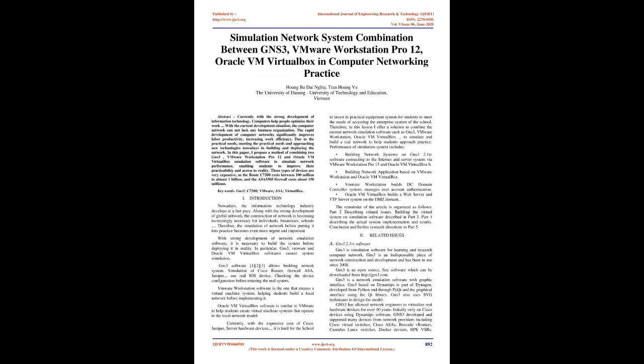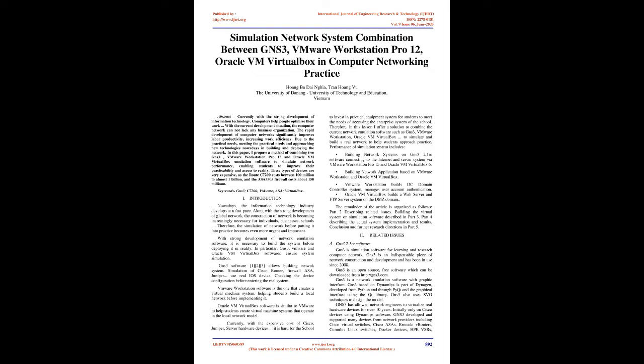With the current development situation, the computer network cannot lack any business organization. The rapid development of computer networks significantly improves labor productivity, increasing work efficiency. Due to the practical needs, meeting the practical needs and approaching new technologies nowadays in building and deploying the network.